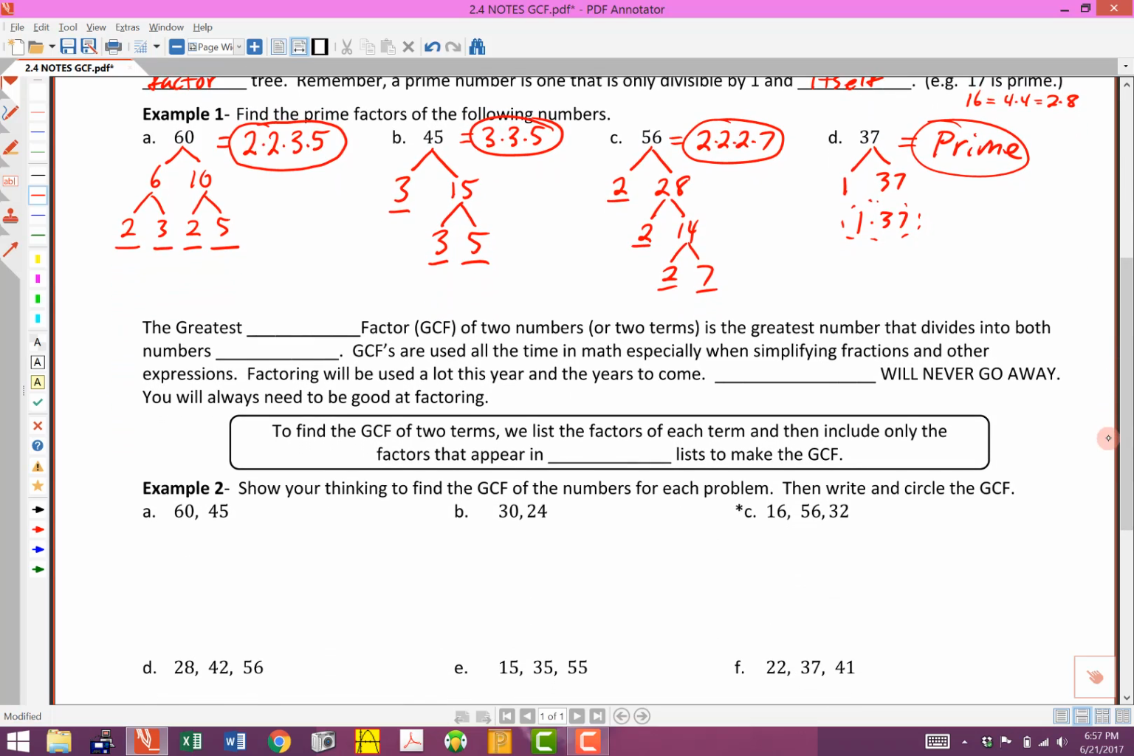Okay, now we've reviewed and reminded ourselves how prime factorization works. If you do the factor tree, you can get there.